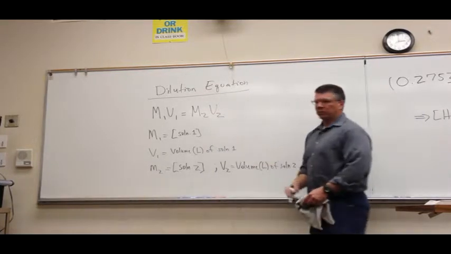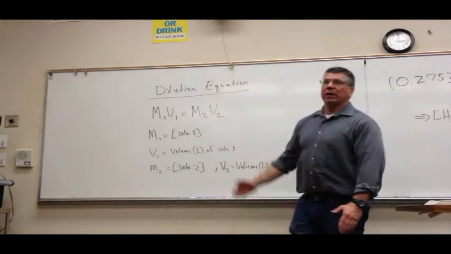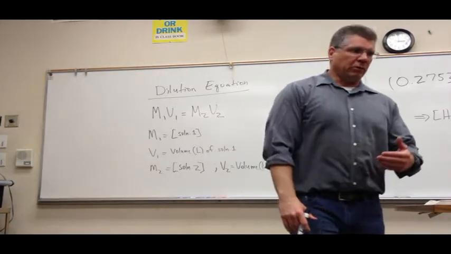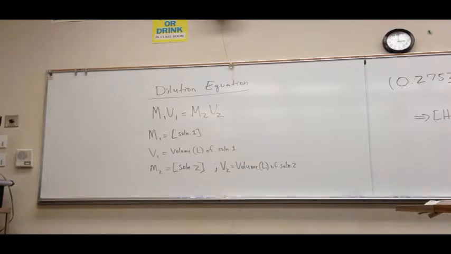So the dilution equation is M1V1 equals M2V2. First of all, it only applies to situations where the only process that's happening is the amount of solvent is changing. The only thing that can change is the amount of solvent. You can be either adding more solvent, that's dilution, or you can be taking solvent away, concentrating it.